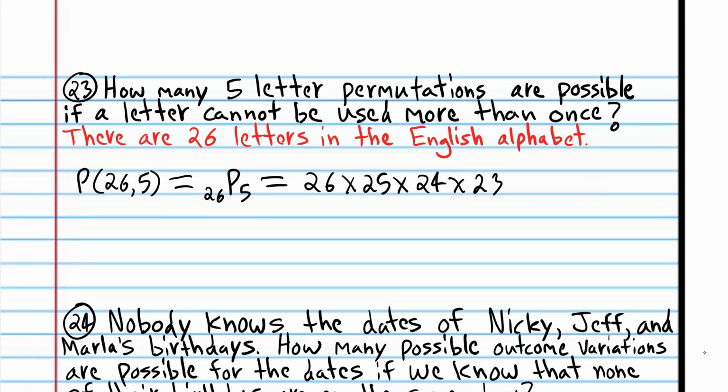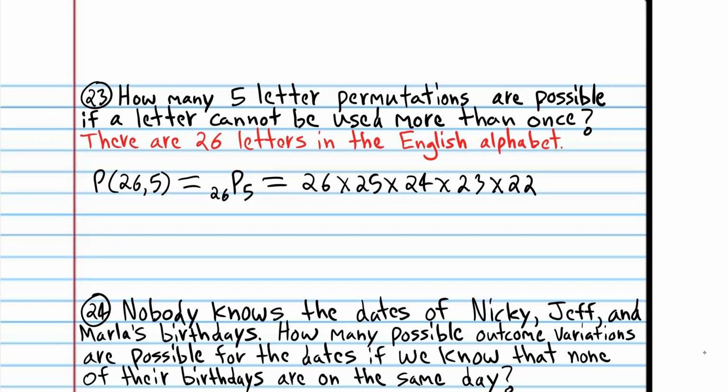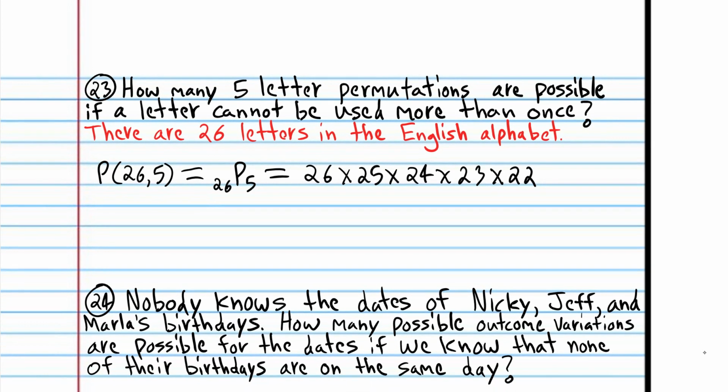And we have the 4th choice and the 5th choice. You have to be careful about how we use words here. So we have 26 options for the first choice, 25 for the second choice, 24 for the third choice, and so on and so forth.